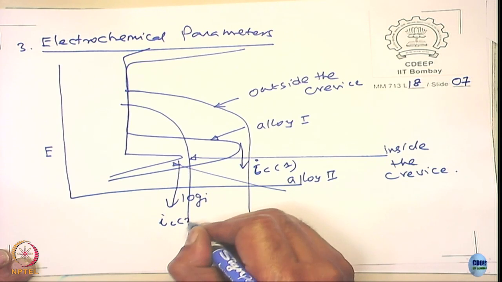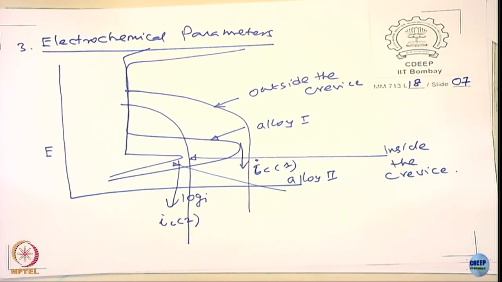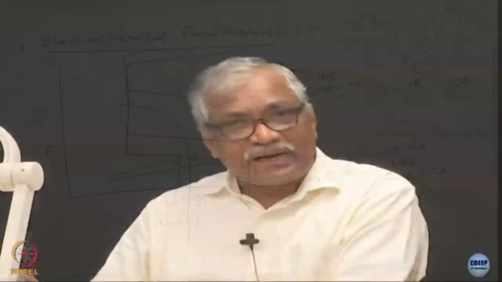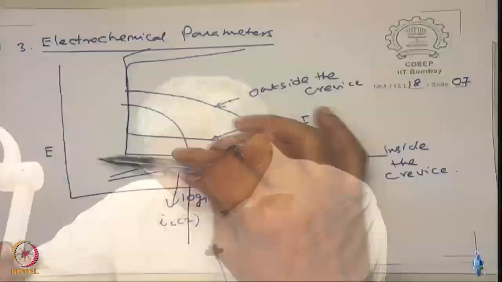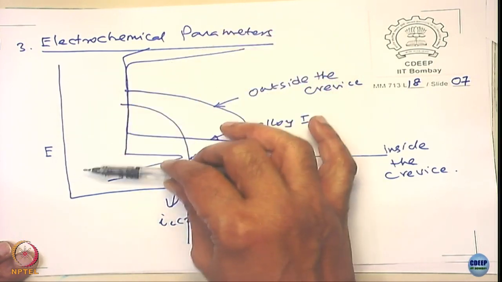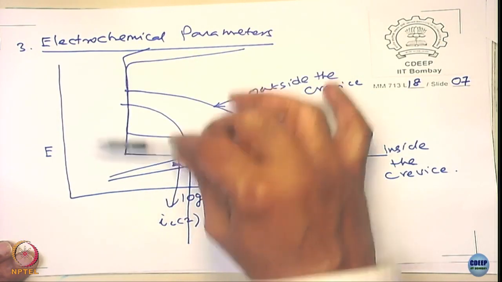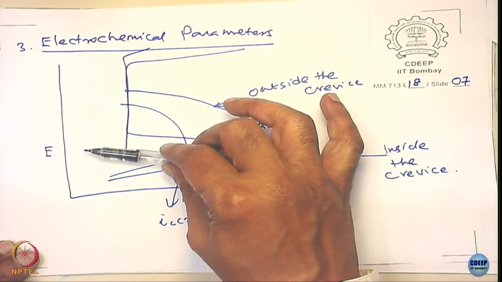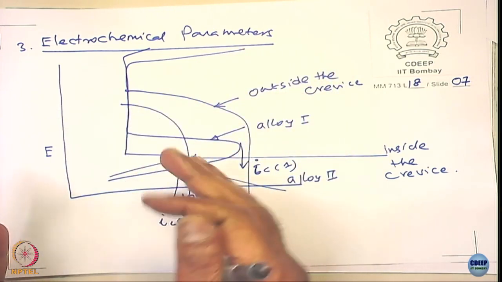Use the right terminologies. So the critical current density, right? IC of alloy 1 and IC of alloy 2. It's simple, right? It is not even magic. So the electrochemical parameters influence it. Similarly, as was being discussed, if I move the passive potential to higher and higher, you will see that the crevice corrosion tendency will keep increasing. The ability to passivate at negative potential makes the alloy more stable.